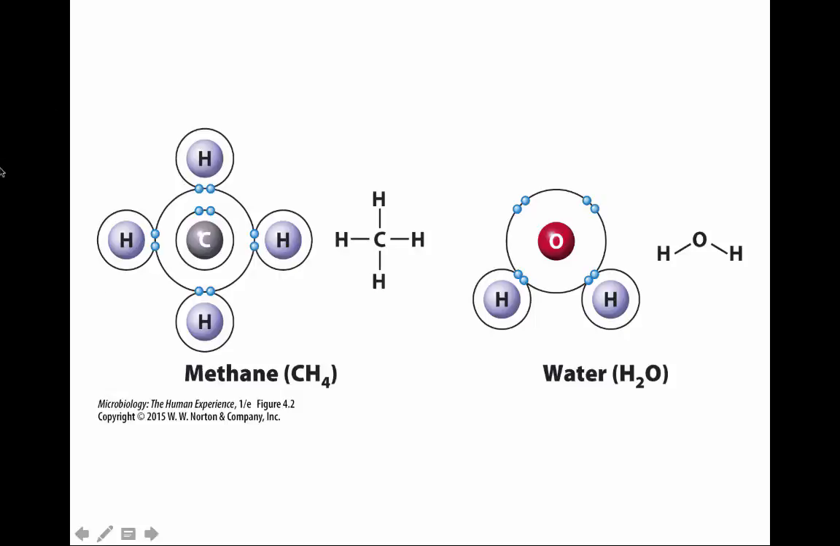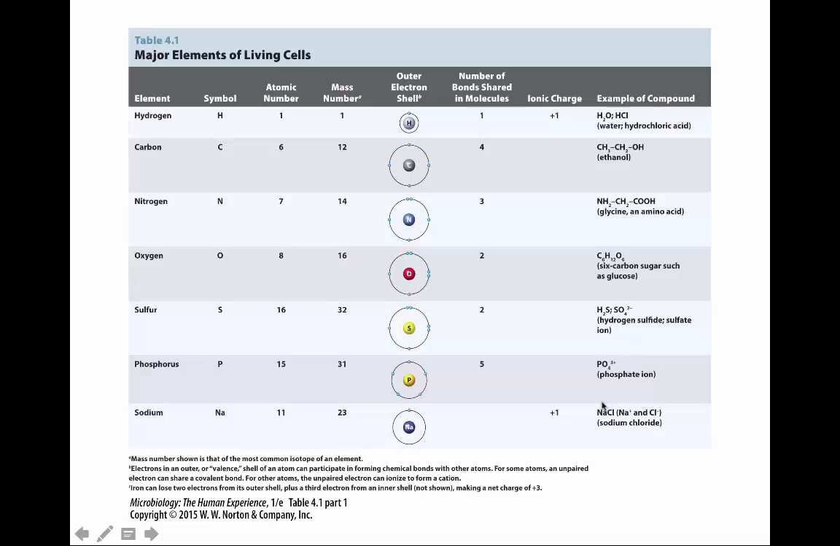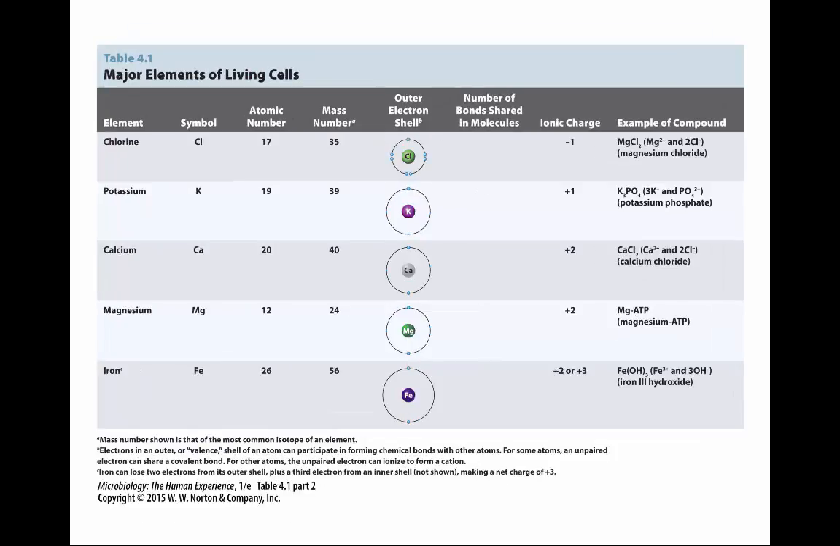There are lots of different ways that we write molecules. We have these electron orbital diagrams, and we have these drawings here. You can see a common molecule we'll encounter is methane, CH4, and water. The major elements that we see in biology really include just these top 7: hydrogen, carbon, nitrogen, oxygen, sulfur, phosphorus, and sodium. Beyond that, biologists don't necessarily care much about the other types of elements.